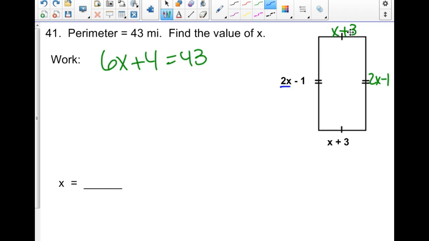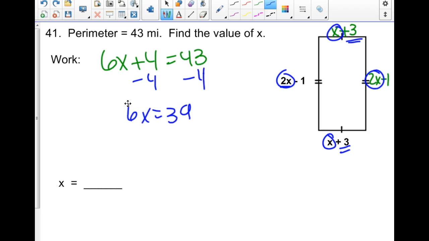I hope we understood that I just added up my x's, which gave me 4, 5, 6, and I added up my numbers, 3 plus 3 is 6, and took away 1, 5, and took away another 1, 4. That's where I got this. Subtract 4 on both sides. 6 times x is 39. And 39 divided by 6 is the last step. And that is 6.5.